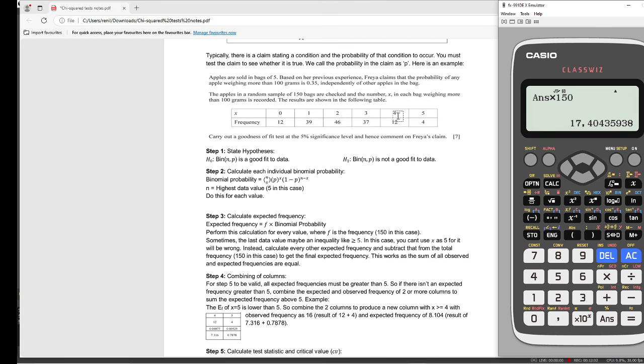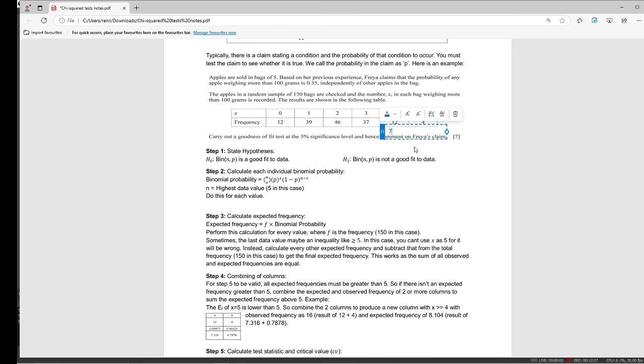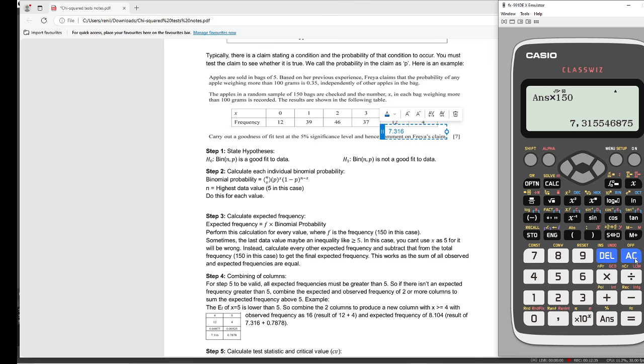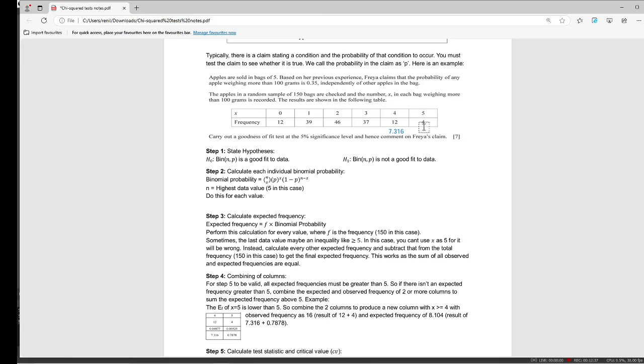So for example, let's say that our expected frequency here is, okay, let's just calculate that. So 5 combination 4 times 0.35 to the power 4 times 0.65 to the power 1, which is 0.65 itself, and we times that with 150. So our expected here will be 7.312. Yeah, it's 16. Okay, now let's do the same for the other data set over here.